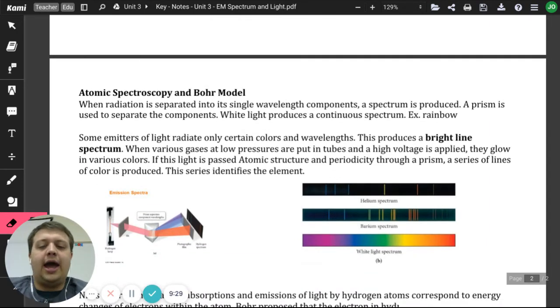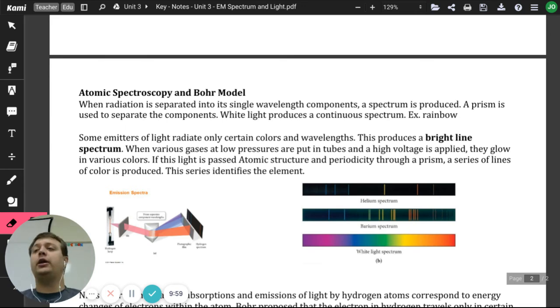So let's take a look at kind of who contributed to this idea of an EM spectrum. And the biggest contributor at first was Bohr. So Niels Bohr was the one who came up with this idea that electrons travel in an orbit around the nucleus. And so he did that using this whole thing, using atomic spectroscopy. So what did he do?